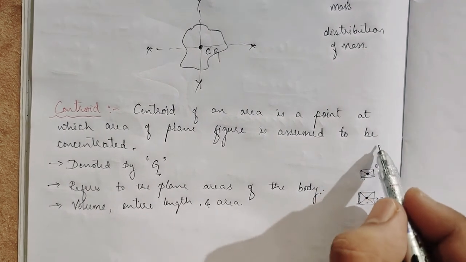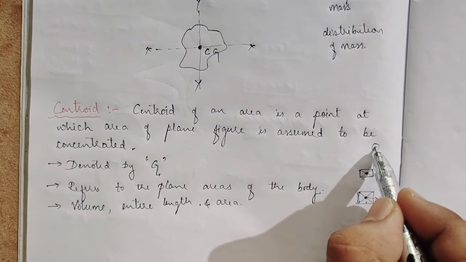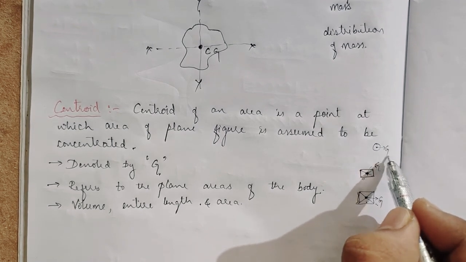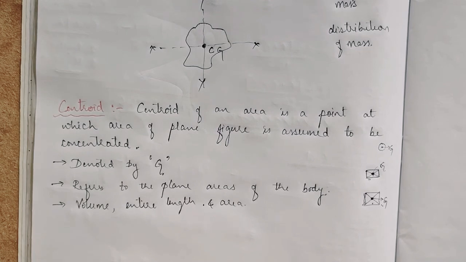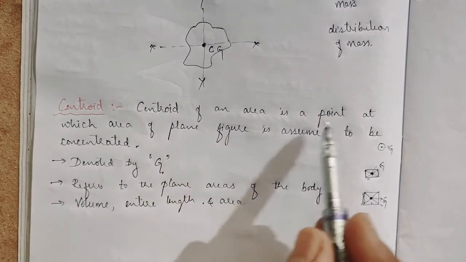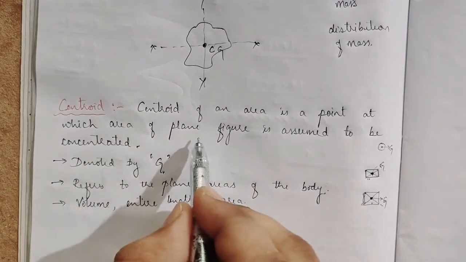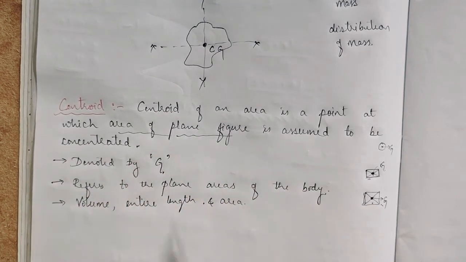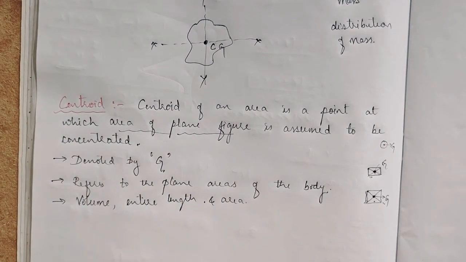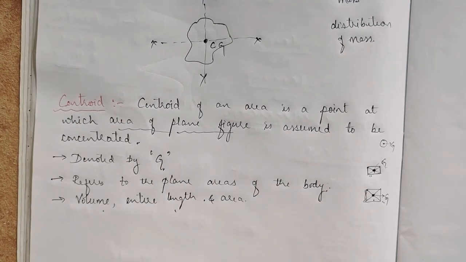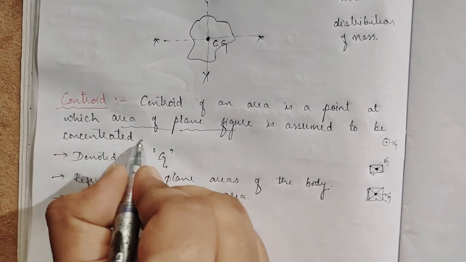Okay, suppose I take a circle. The circle has one center, right? And this center of the circle is nothing but the G, where the whole weight, the whole mass of the area, is concentrated at that point. So the centroid of an area is a point at which the area of the plane figure is assumed to be concentrated. With respect to volume, entire length, or area, we can define it like this.